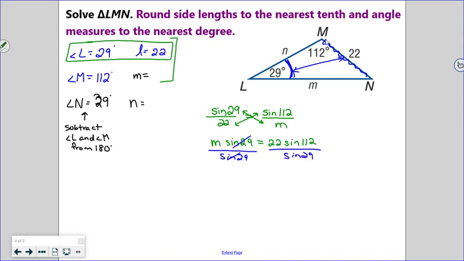Okay, so here's a get-to-know-our-calculator moment. When I type this into my calculator, I need to do one of a couple things. Type it in as a fraction. So if you have that fraction key option, you can type it in as a fraction. Or you need to make sure that you close your parentheses after the 112 before you hit divide by sine of 29, or it will think the whole thing is inside that first sine. So make sure that you either close this parentheses here or type it in as a fraction. We are currently finding a side or an angle? Side, so we will round to tenths.